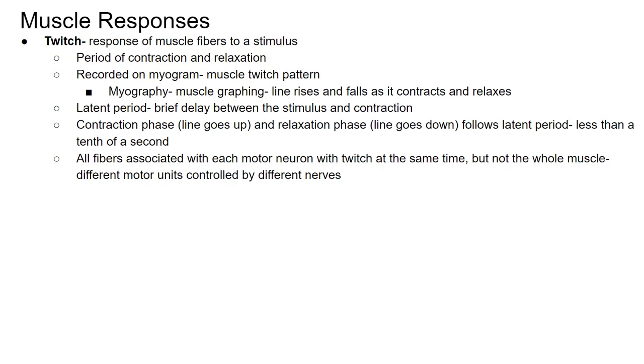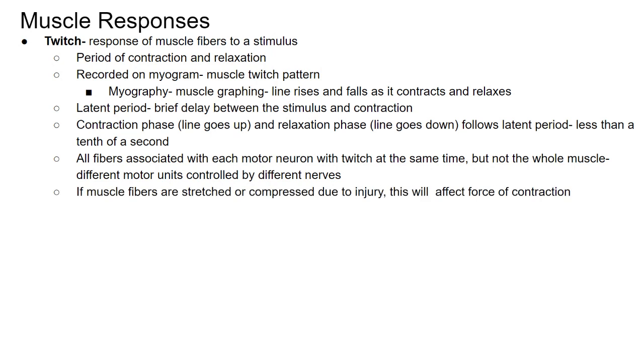We talked about a motor unit. A motor unit is a neuron plus all of the fibers it connects to. So all the fibers that are connected to each motor unit will all have the same twitch pattern. And we talked about how they'll all contract simultaneously. However, it's important to note that it's not the whole muscle. The whole muscle will not have the same exact twitch. It'll have a similar pattern, but if we were to look at it at the millisecond level, it would not be exactly the same.